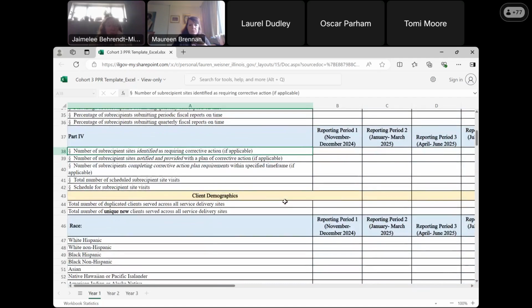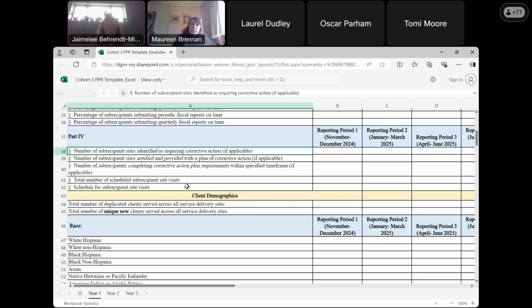The last part for the collaboratives will be thinking about how many subrecipient sites were identified as needing corrective action, how many were then notified of that and provided with a plan of corrective action, right? These are all if applicable, and if they're not applicable, you don't need to fill these out. And then the number of subrecipients who actually completed that corrective action plan within the time frame, if you specified one.